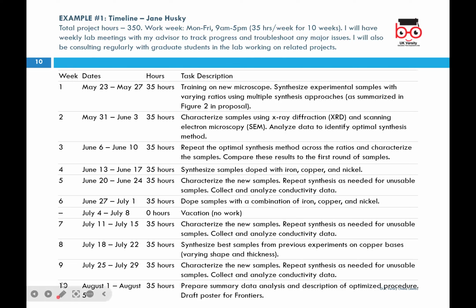So it's divided into 10 weeks. Your dates come here and your hours come here. Sometimes when you need a vacation, you're not working, you need to mention that also. Okay, so now every week has different milestones over here. If you're struggling with any milestone, you need to reflect back on it and then come back and work upon it, as you might need to tweak it a little or change it a little.